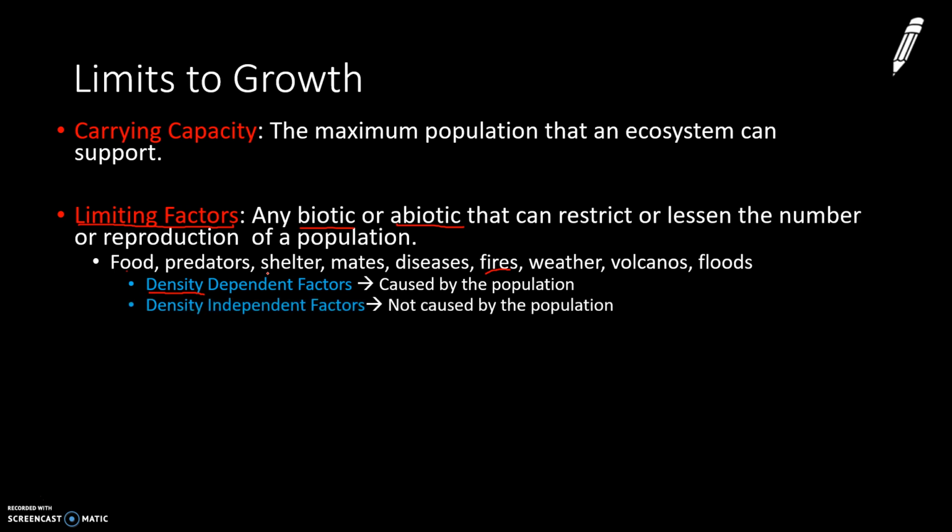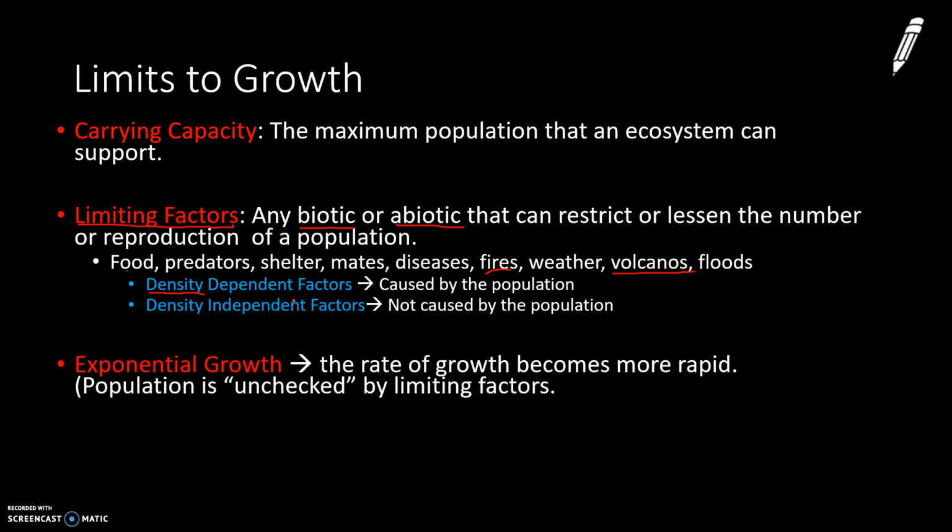On the other hand, we have density independent factors. Those are not caused by the population. For example, a volcano eruption, that's not caused by the population, but it can limit it. So that's density independent. It's not caused by the population, okay?